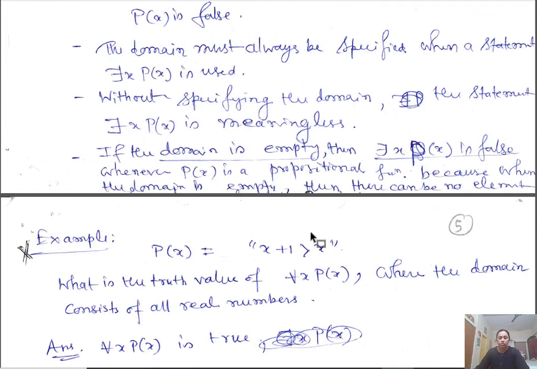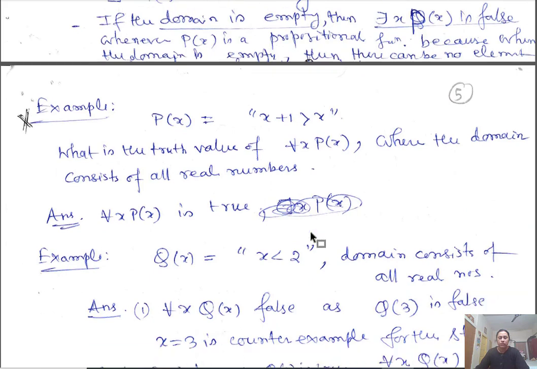Okay, very simple example. If your propositional function is x plus 1 greater than x, this is always true for all x. So what is the truth value of for all x, P(x)? It is x plus 1 is always greater than x, right? So the truth value of this is true.